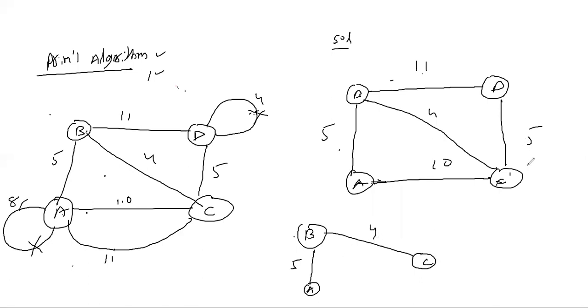Next, C to D is 5, B to D is 11. Which is the smallest one? C to D. What is its value? 5. Are all vertices covered? A, B, C, D, all covered. So what is its value? 5 plus 5 plus 4. How much? 14. Like this you have to do.